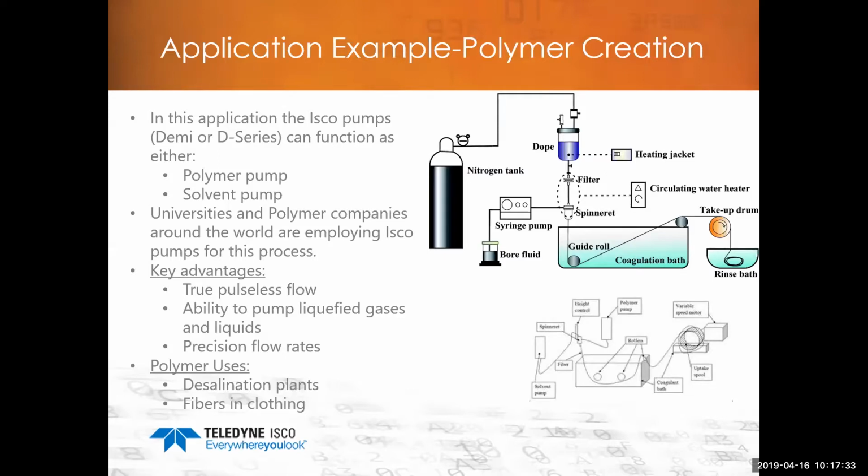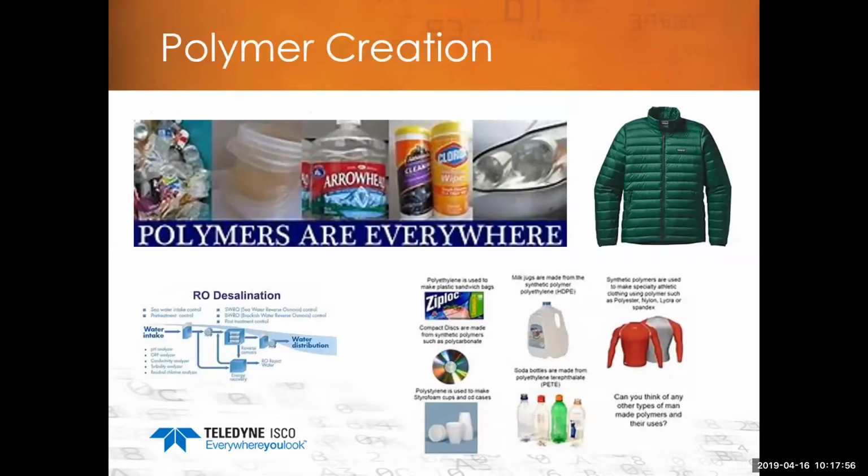Plus, the D-series syringe pump can pump liquefied gases. That's important. That comes in very handy for this. And very precise flow rates. So when you really want to only dose so much of a certain material or so much of a certain color, so you get a uniform look, that is perfect. That D-series is perfect for that. And these are places where you would see polymers, you know, jackets, clothing, stuff like that.